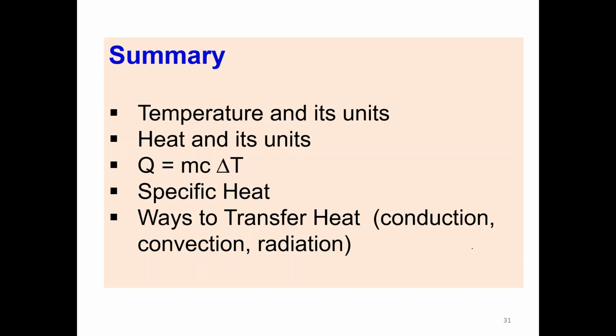The equation that correlates heat and temperature is this equation, and in this equation we also had the mass of the substance and the specific heat. We say the specific heat is the small c, and the units for the specific heat can be calories, but also kilocalories, per kilogram degrees Celsius.